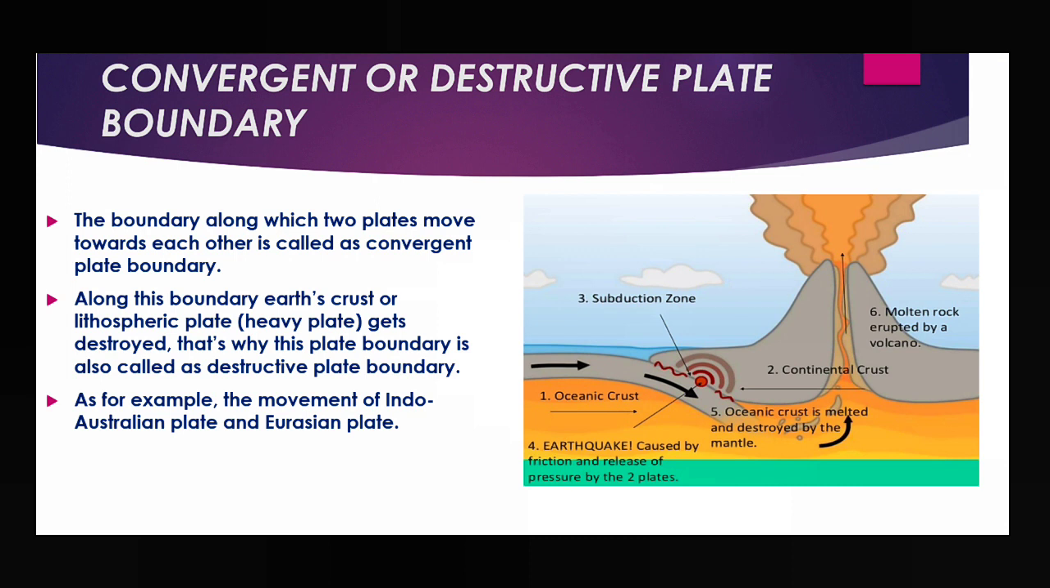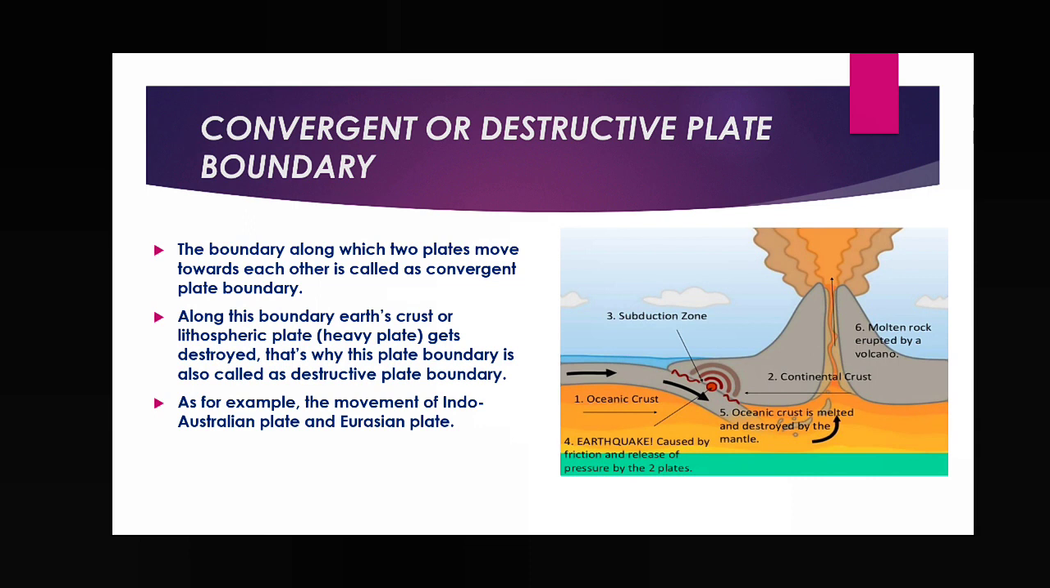So along the convergent plate boundary, what happened? The heavier plate goes down, and then when it enters the asthenosphere, it gets melted, and when it gets melted, that means what? The part of the plate is destroyed, and that's why is it called destructive? Because the plate is already destroyed. The heavier plate goes down and it gets melted due to the high temperature in the asthenosphere. That means what is the destruction of which thing? A lithospheric plate. That's why the convergent plate boundary is also called the destructive plate boundary.